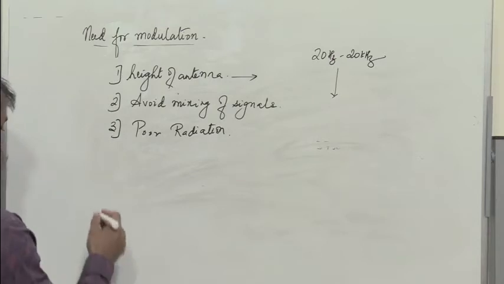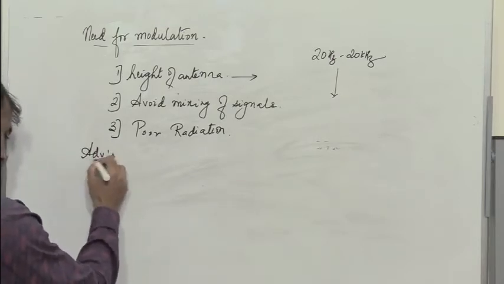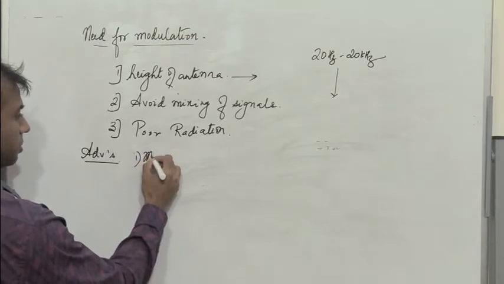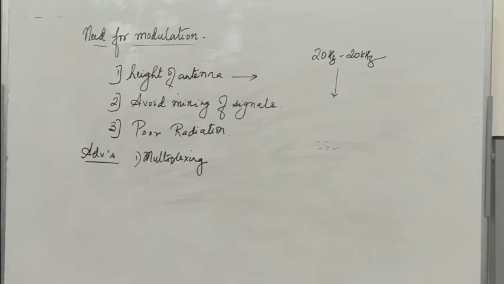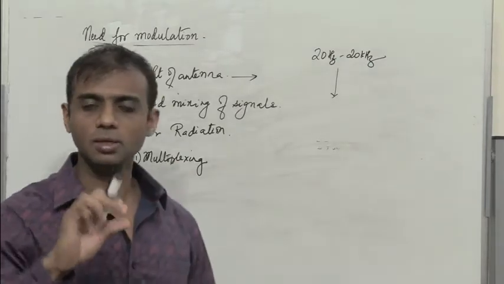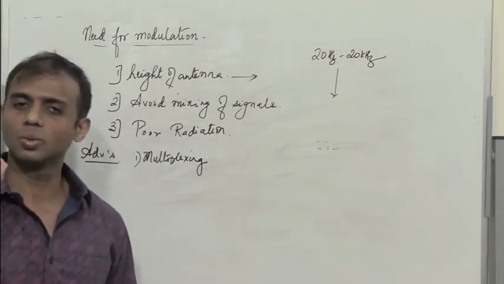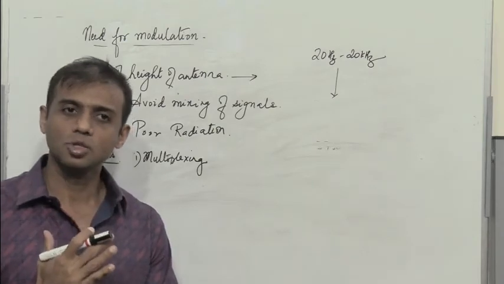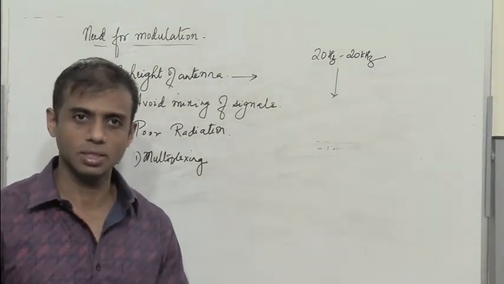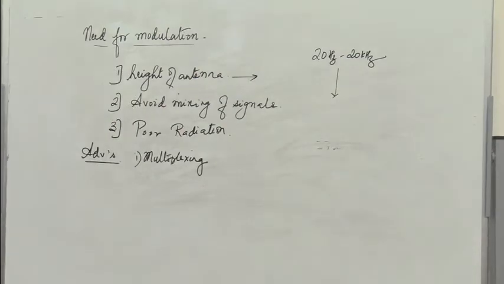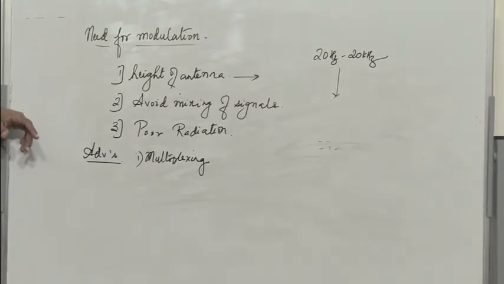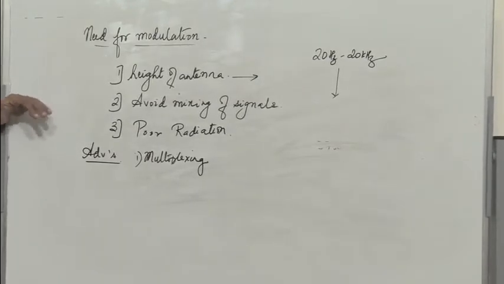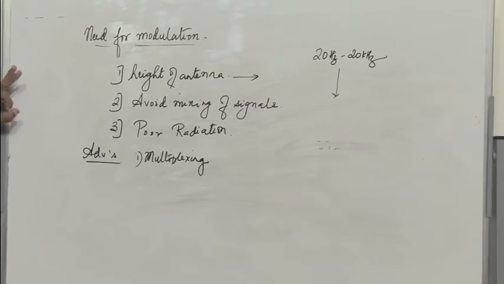So what are the other advantages? The other advantage happens to be multiplexing. Multiplexing is transmission of two or more signals simultaneously over the same channel. So I have a given channel. Instead of transmitting one signal over the channel, we can use the same channel to transmit two or more signals simultaneously, and that is known as multiplexing. We can either go in for time division multiplexing or frequency division multiplexing, which happens to be one of the most important advantages of modulation.